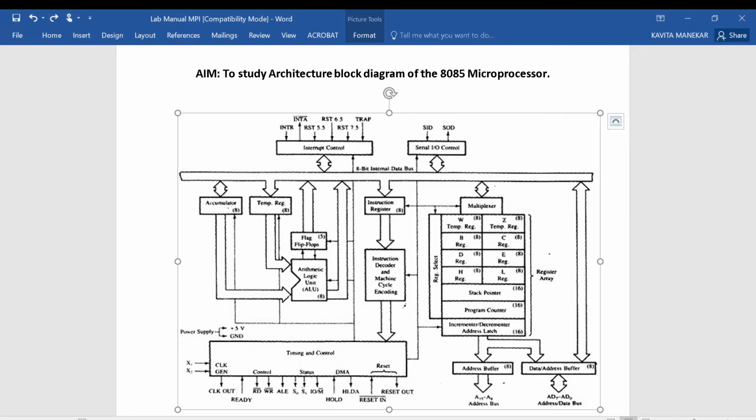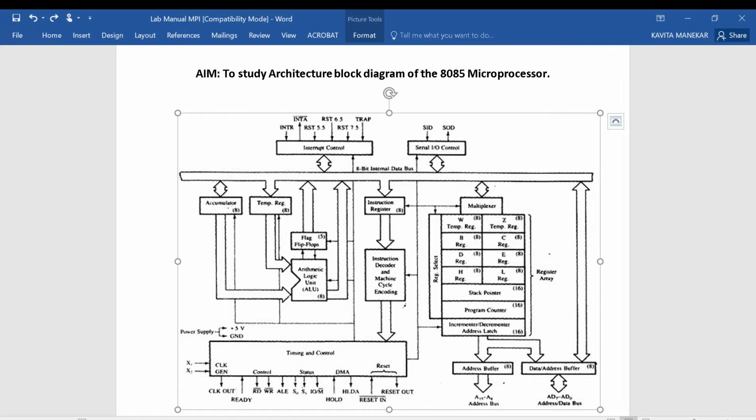Next is RD bar and WR bar signal. RD is a read signal which is active low, and this signal indicates that the selected input output or memory device is to be read and data are available on the data bus. So whenever the read signal is active low, it means the IO device or memory device is ready to read.